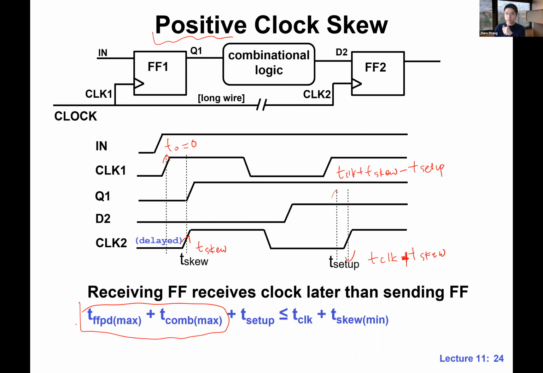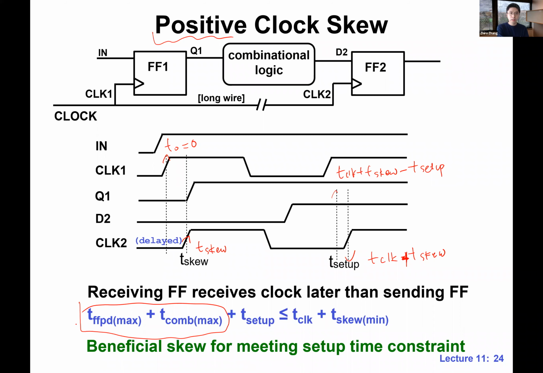Can you have both negative and positive clock skew? Very good. Yes, when you have more than 2 flip-flops, you may have both negative and positive. But per pair, we can only have either negative or positive. Make sense? All right. Okay, so the previous one is harmful, this one is beneficial, because effectively this is widening the clock, widening the time for the signal to propagate.